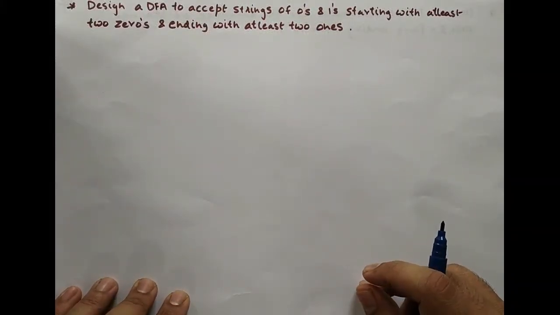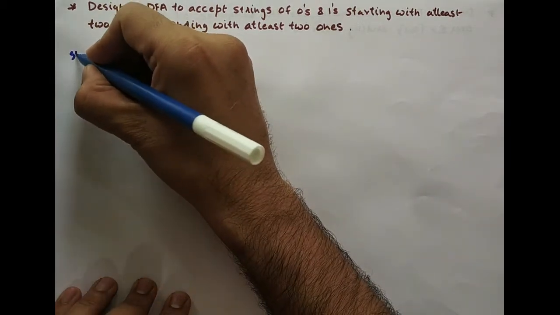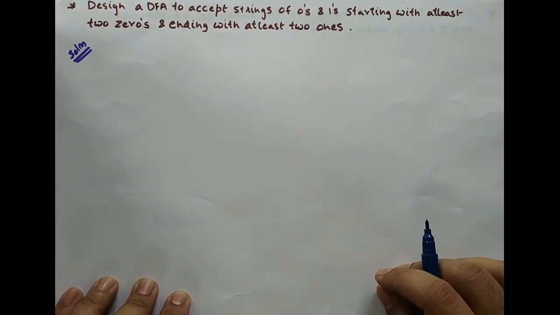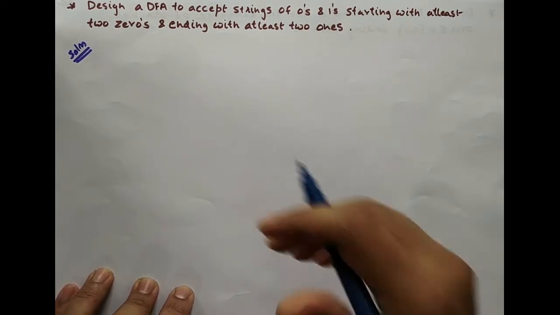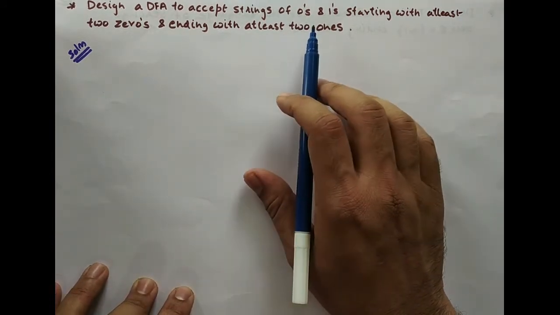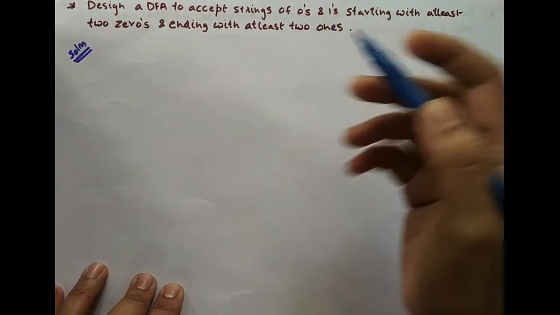In this lecture, we are going to solve some more examples on DFA. Now, here it is asked to design a DFA to accept strings of zeros and ones, starting with at least two zeros and ending with at least two ones. So we need to design a DFA for the language of zeros and ones. So sigma is {0, 1}, starting with at least two zeros and ending with at least two ones, right?